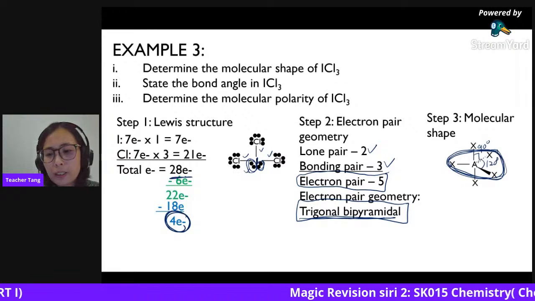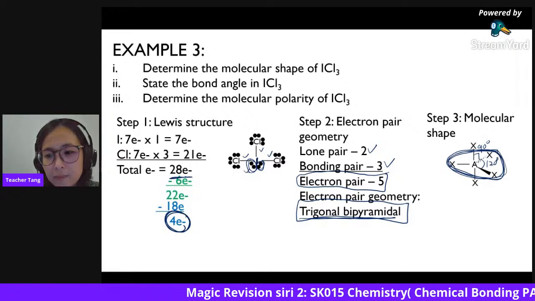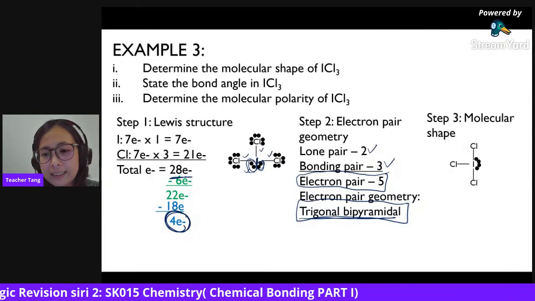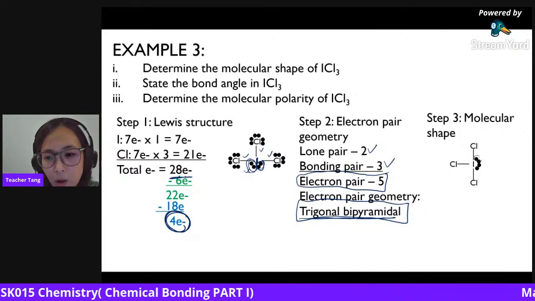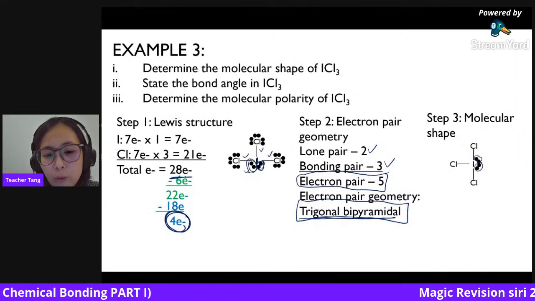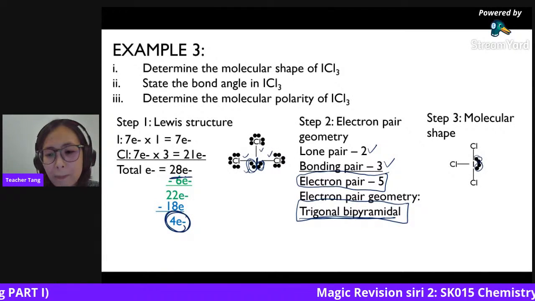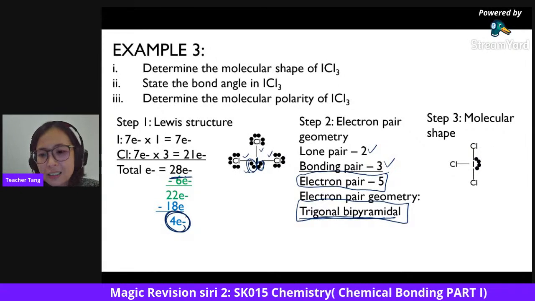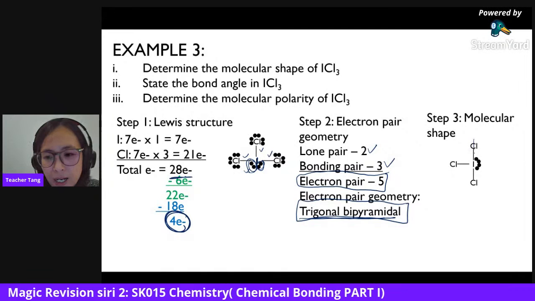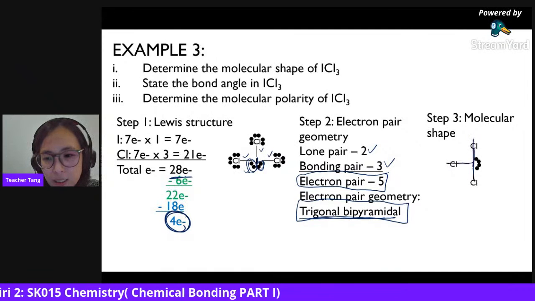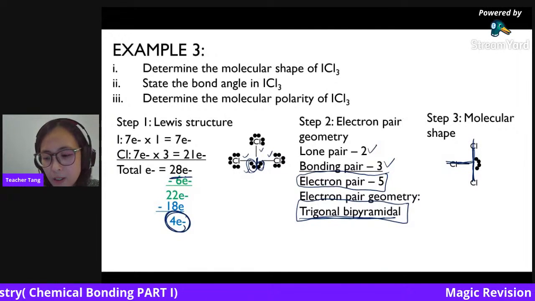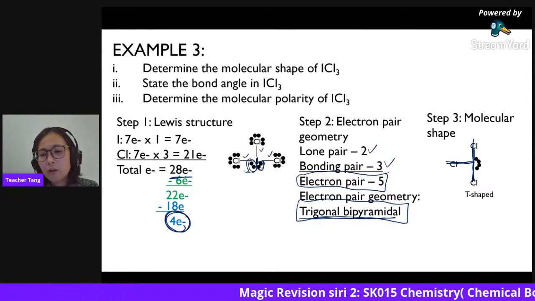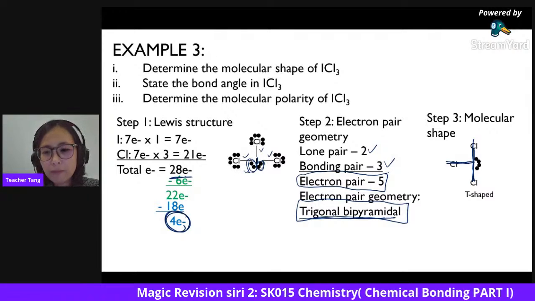Okay, so because of that, this is the molecular shape of ICl3 with the lone pairs going to the equatorial plane so that the repulsion in ICl3 is minimal. So for this, we get the molecular shape T shape. Can you see the letter T? So this molecular shape in ICl3 is therefore T shape. So we have done with step number 3.